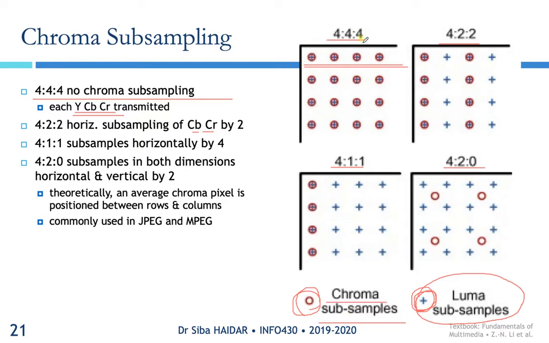In the 444 scheme, we don't touch them. This is a complete scheme. In the 422 scheme, we send a chroma sample one time yes, one time no. If we have an initial matrix of 4 by 4, we will send a luma matrix of 4 by 4, but we will send two chroma matrices, one for Cb and one for Cr, each of 4 lines and 2 columns, because we skipped one column by a factor of 2. And we continue with 411, which subsamples horizontally by 4.